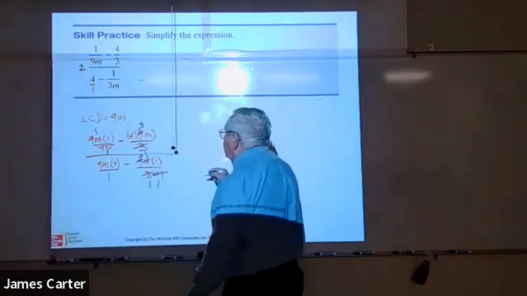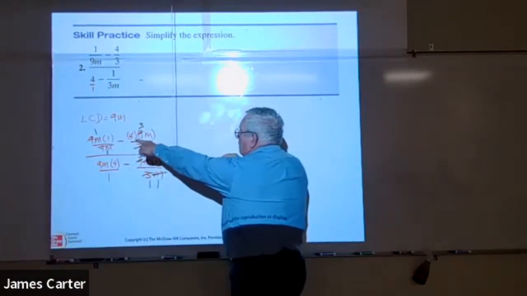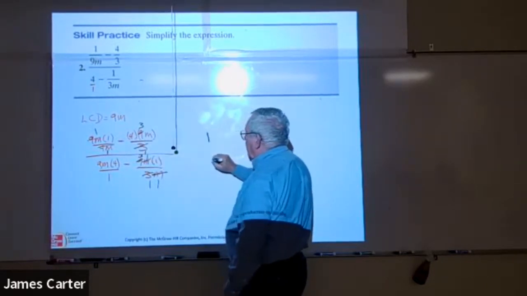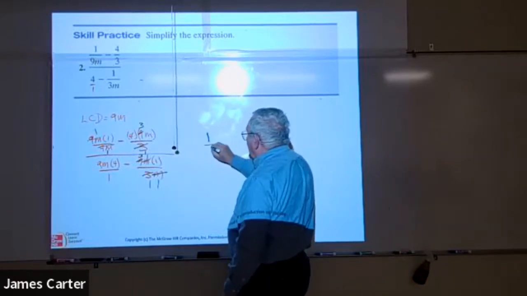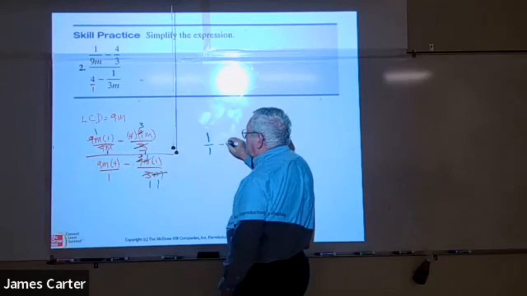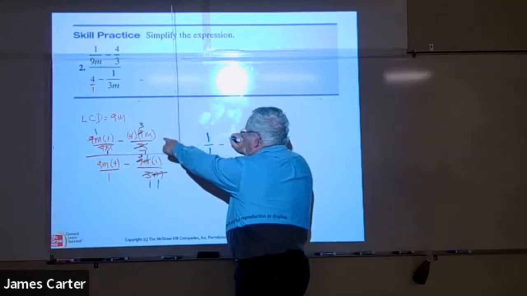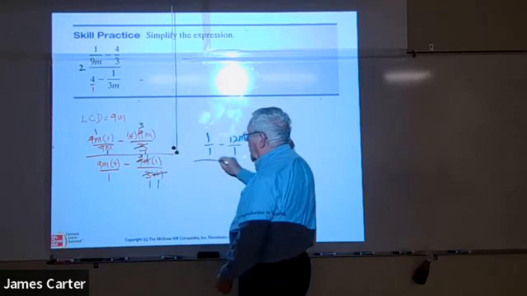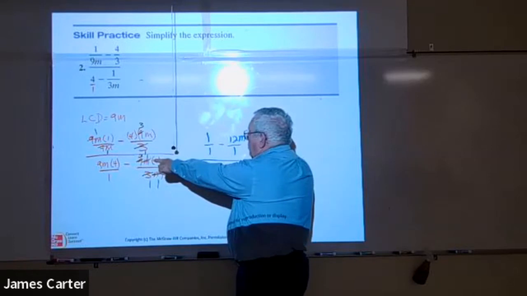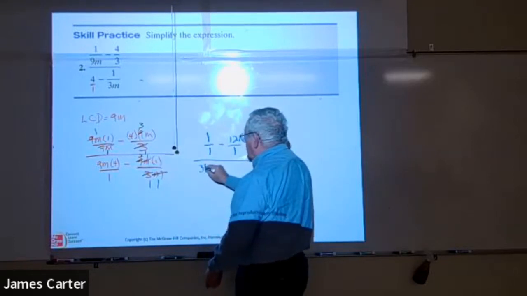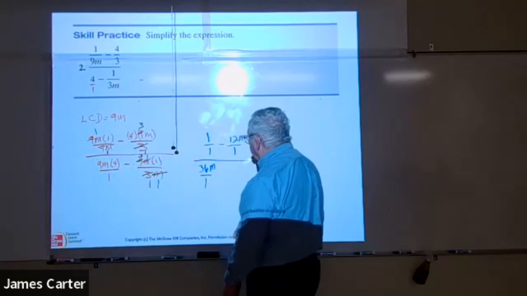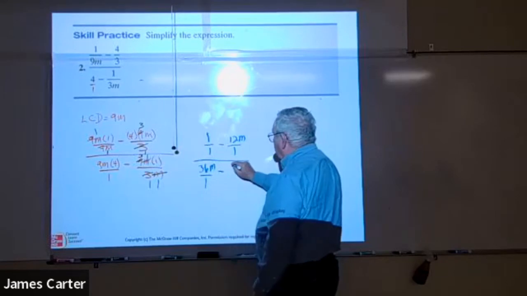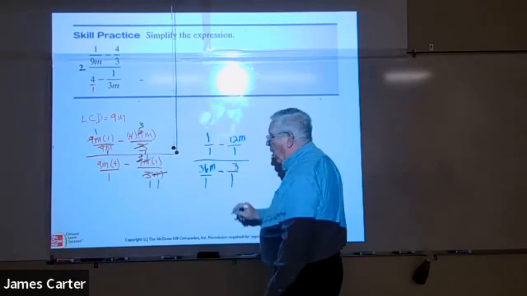What I end up with is I canceled out all of that 9m, so I got 1 times 1 is 1, over 1 minus 4 times 3 times m, or 12m over 1. And then I got 4 times 9m is 36m over 1, minus 3 times 1 times 1 is 3 over 1.